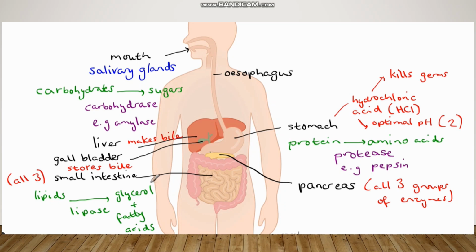So lastly but not least, this yellow leafy type of organ is called the pancreas. So the pancreas is basically an organ which makes all three groups of the enzyme, so the amylase, protease and lipase enzyme.